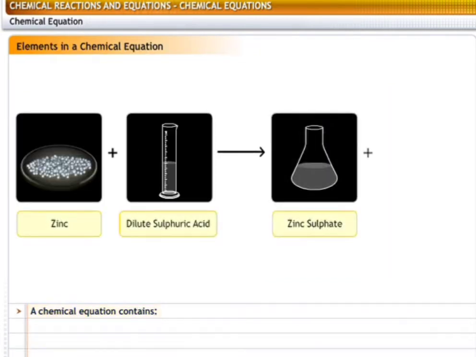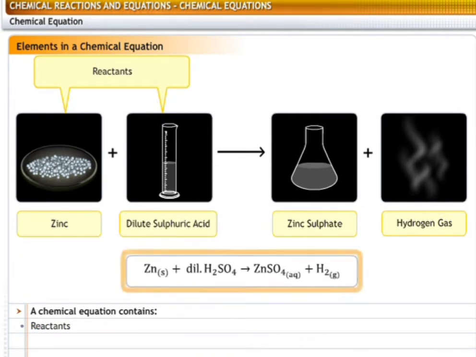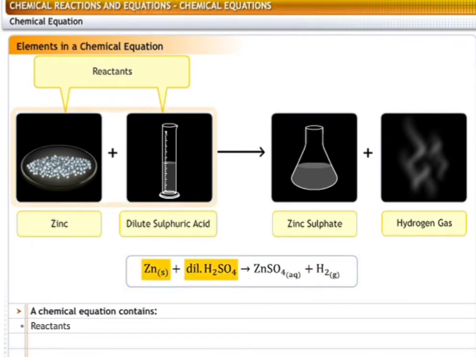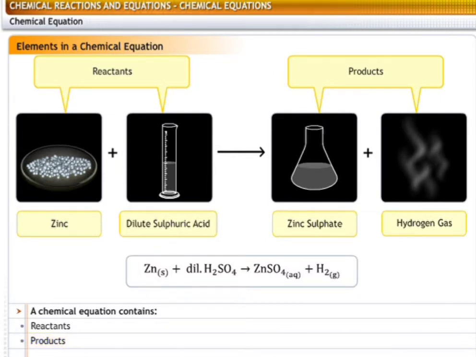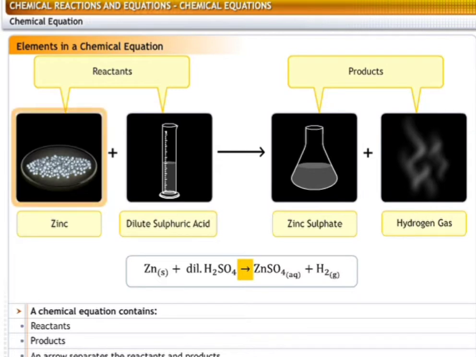A chemical equation is made up of the following components. The reacting substances, known as reactants, are on the left-hand side. For example, in the equation you just saw, zinc and dilute sulfuric acid are the reactants. Therefore, they are on the left in the equation. The resulting substances, known as products, are on the right-hand side. For example, in the equation, zinc sulfate and hydrogen gas are the products. Hence, they are on the right. An arrow separates the reactants and the products, and also indicates the direction of the reaction. Thus, in the reaction you saw, the arrow indicates that zinc and sulfuric acid react to form zinc sulfate and hydrogen.